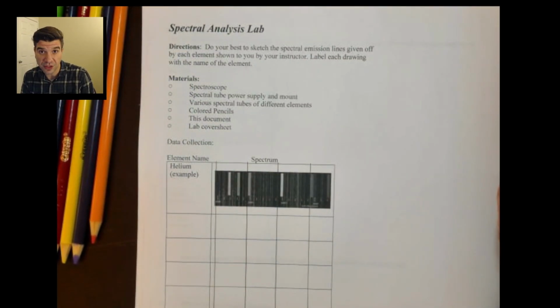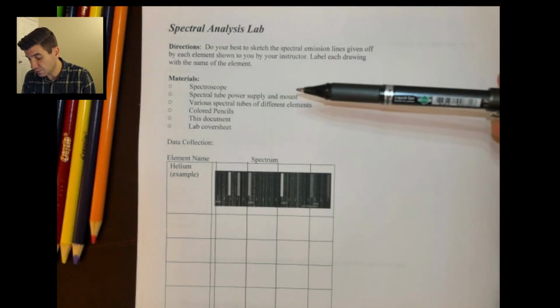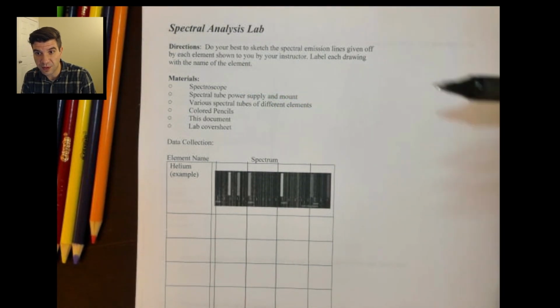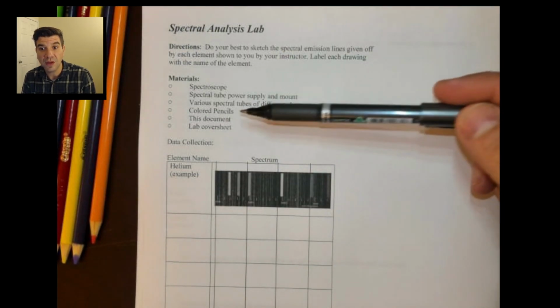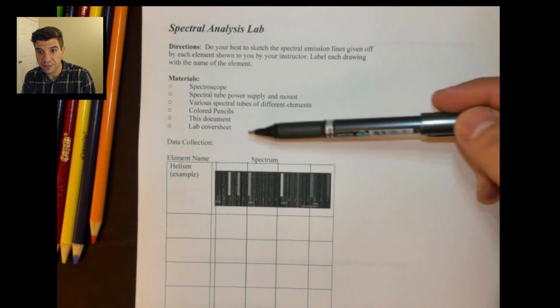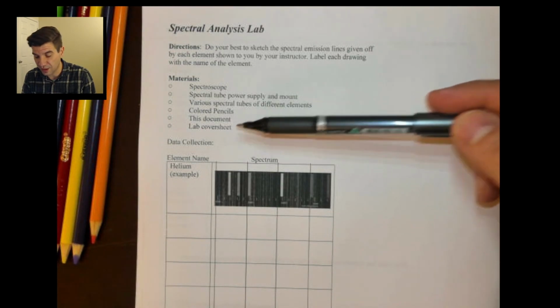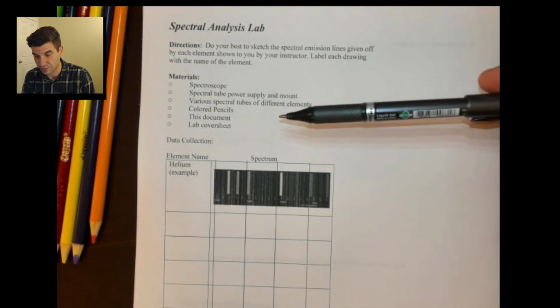There are a couple things that you're going to need. You're going to need a spectroscope, spectral tube with power supply and mount. You don't need that because you're going to be doing this virtually. Various spectral tubes, again, you don't need. Colored pencils you do need, this document, and the lab cover sheet which is attached.